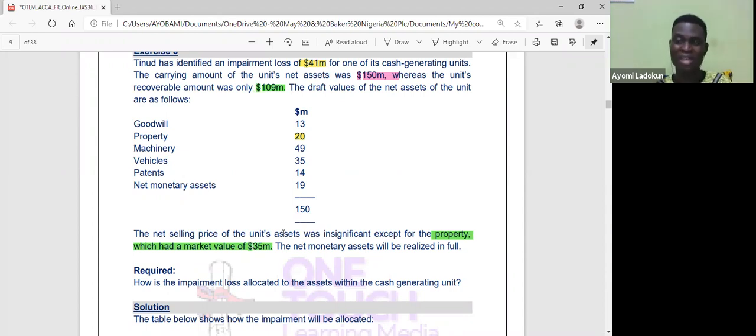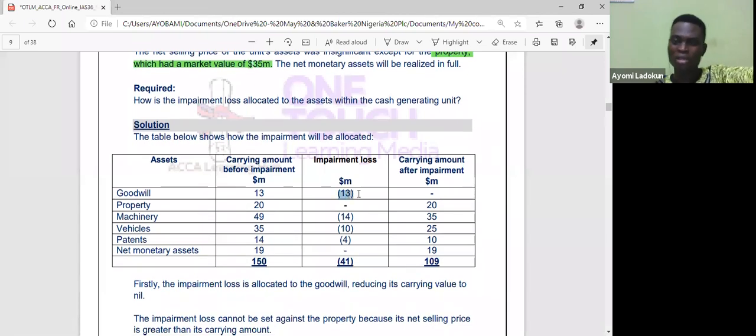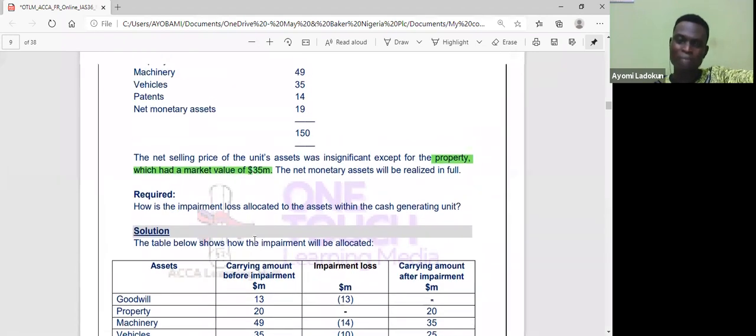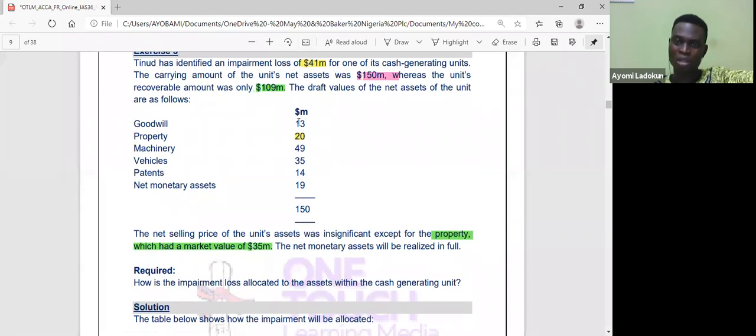So it's not impaired. That means there is no obviously impaired asset in this question. I move to step 2 straight up. Step 2 says reduce goodwill to 0. So I come to goodwill and reduce it to 0. That's why you have this 13, so that I can have 0 here. Out of 41, I've allocated 13, so I have 28 left.